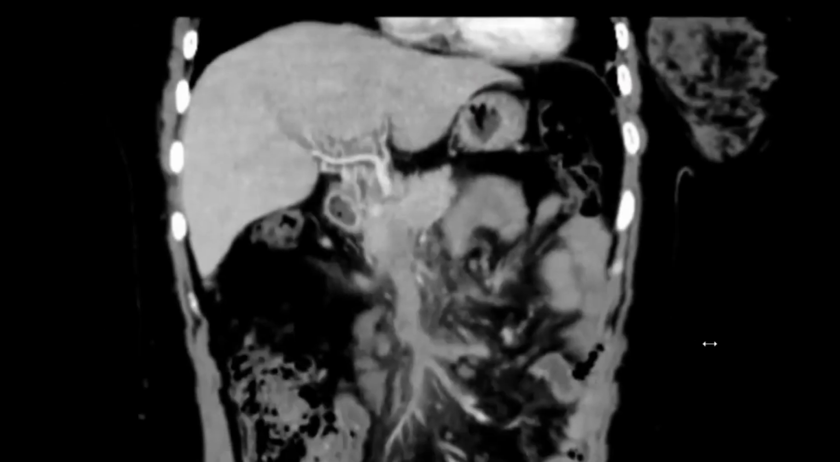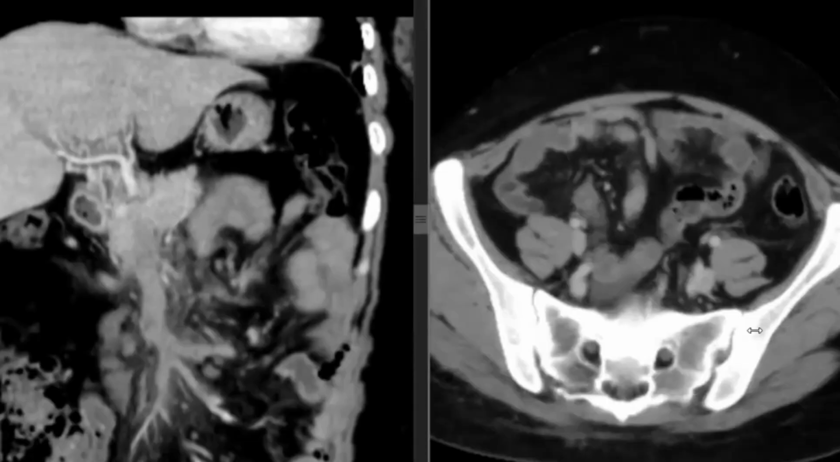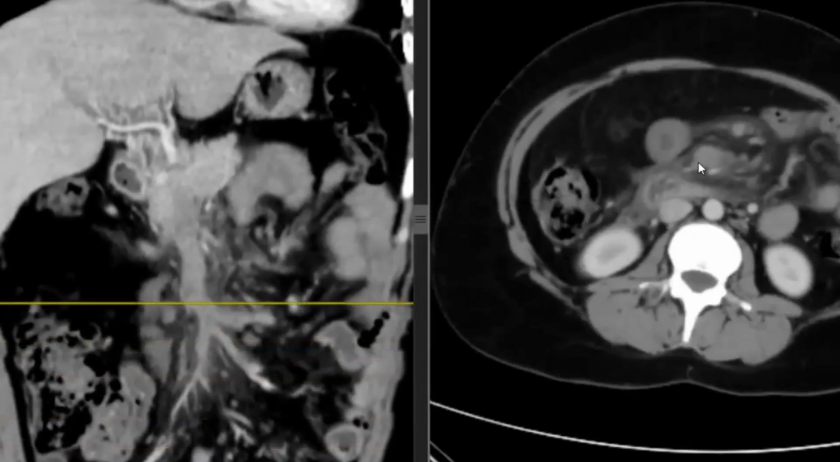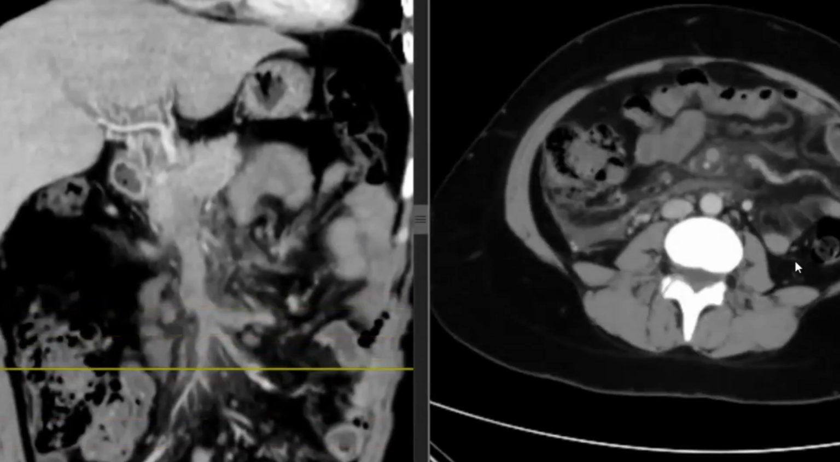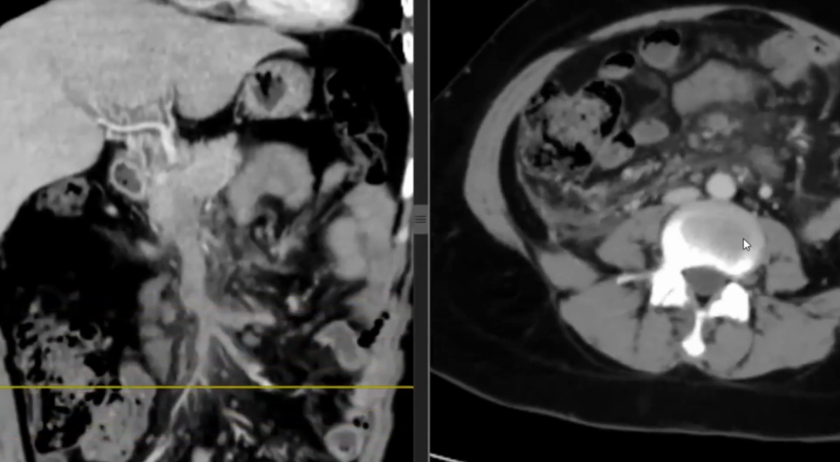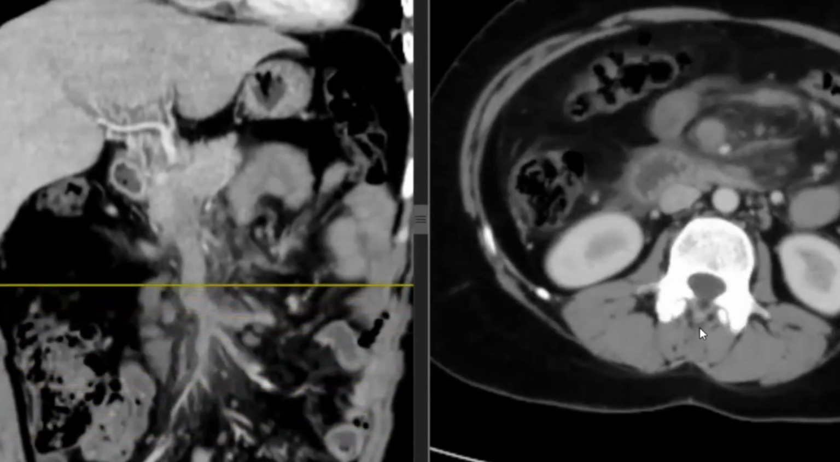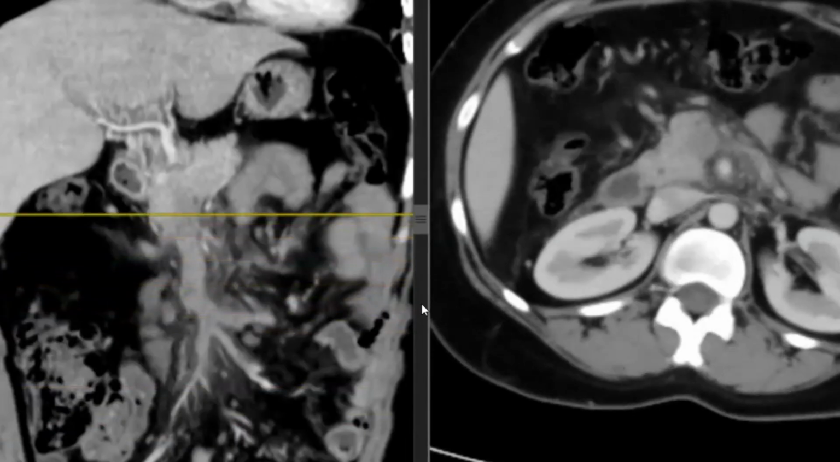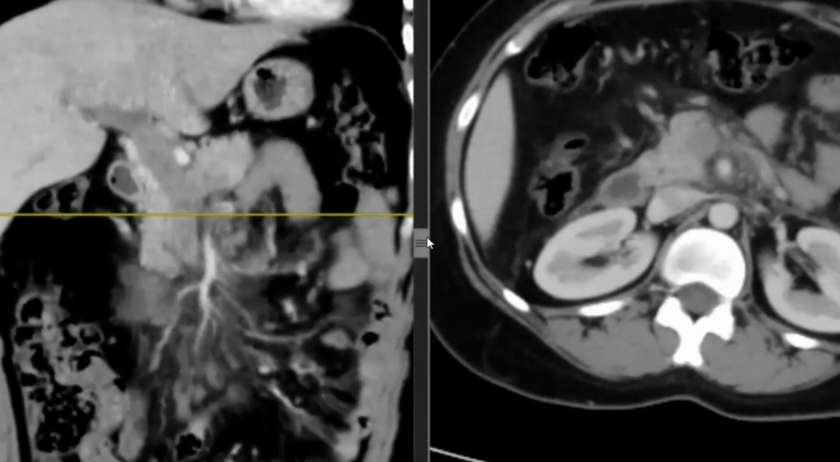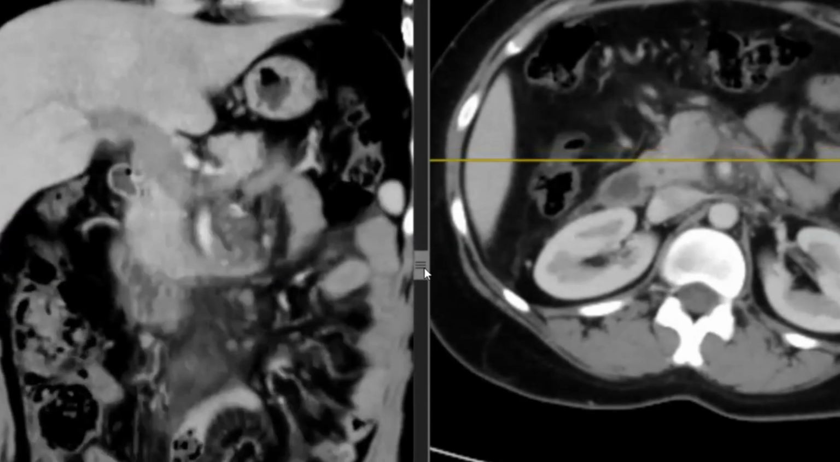So let's focus on that. We have free fluid. We have mesenteric fat stranding. And if we go to axial images, we have this mesenteric fat stranding. And we have a few small mesenteric lymph nodes here and there, probably not significant. But till now, you didn't comment on the most important. The portal vein, there is decrease in enhancement in the venous phase.